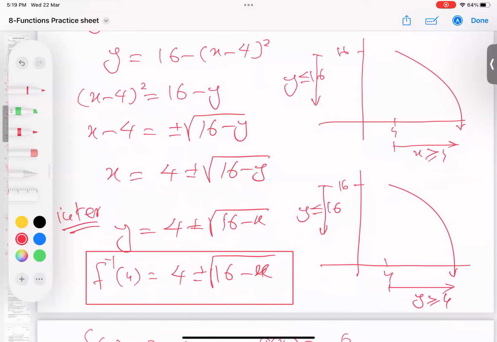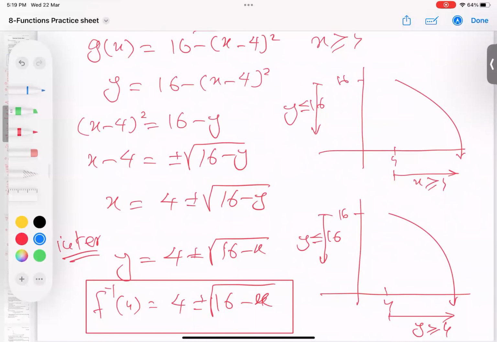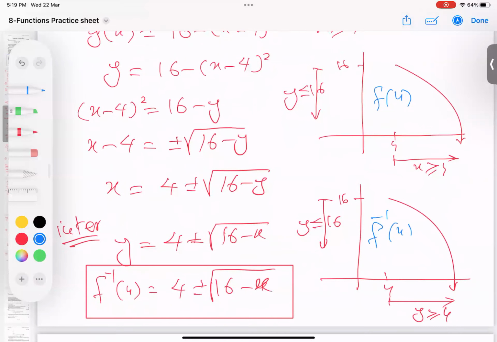This is the graph of the function, and this is the graph of the inverse function. So what is the difference? The domain becomes the range, and the range becomes the domain. Sorry, I have to raise it and write range here. This is x. I repeat again: the domain of the function becomes the range of the inverse function, and the range of the function becomes the domain of the inverse function.